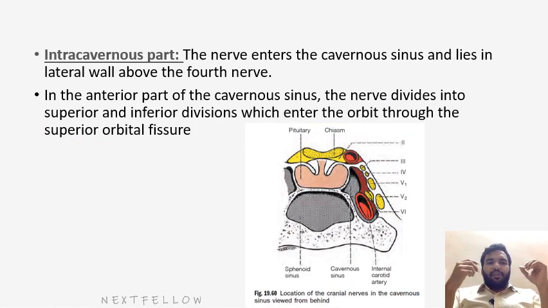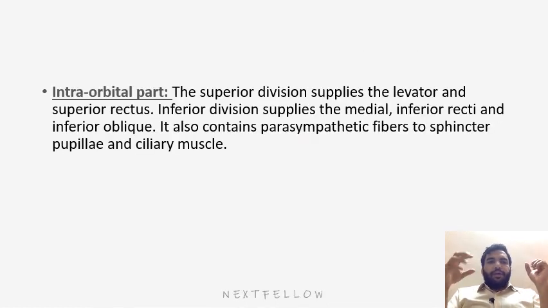Intracavernous: the nerve enters the cavernous sinus and lies in the lateral wall, above the fourth nerve. In the anterior part of the cavernous sinus, the nerve divides into superior and inferior divisions, as you can see in this picture. After traversing the cavernous sinus, it enters the orbit through the superior orbital fissure. Intraorbital part: the superior division supplies the levator and superior rectus, whereas the inferior division supplies all the other muscles, which are the medial and inferior recti and inferior oblique.